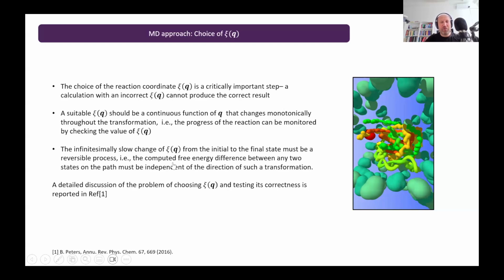Infinitesimally slow change of Xi from the initial to the final state must be a reversible process. That means that if we compute the free energy for the transformation between any two states on the transformation path, the result that we get when we move from state 1 to state 2 must be identical, up to the sign, to the result that we obtain when we move in the other direction. So this reversibility condition is very important. There are more criteria. If you are interested in more details concerning this problem, I would recommend you to read the paper by Baron Peters.